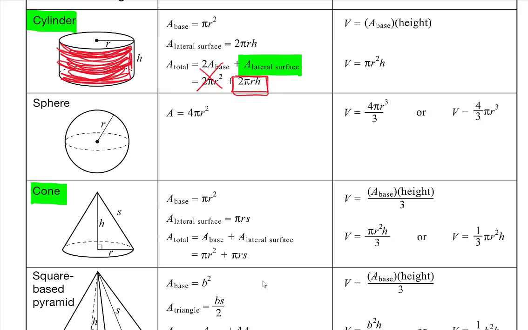And similarly for our cone, we don't need the base part because that part will be open. We only need the surface area of the top portion. So that's pi r s, where s is the slant height of the cone. And notice, if we have the height of the cone and its radius, we can use Pythagorean's theorem to get the slant height. So let's go back to our diagram.